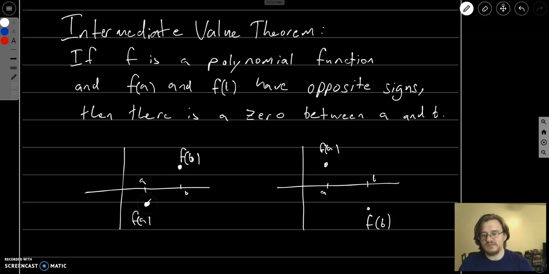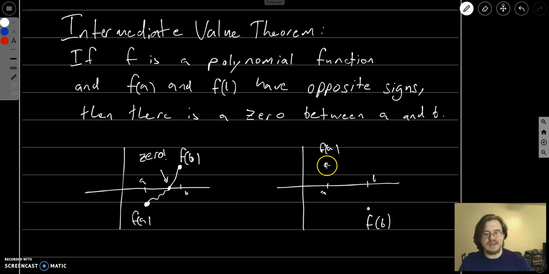Well, maybe I come and I wiggle a little bit, maybe I don't know what I'm doing, but at the same time, I know that I have to get up here. So at some point, we have to cross the x-axis. And oh look, there's a 0 right in between.